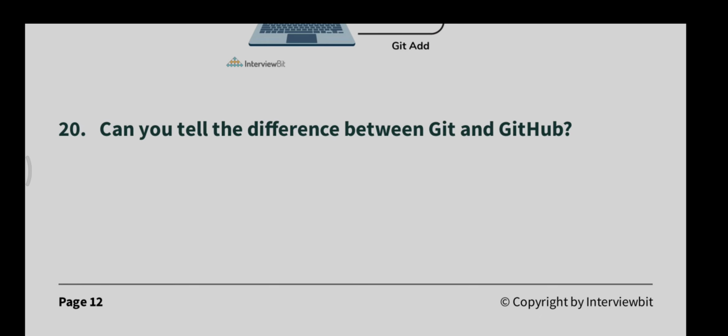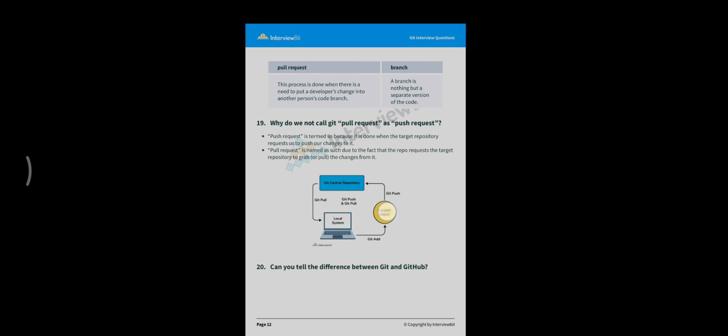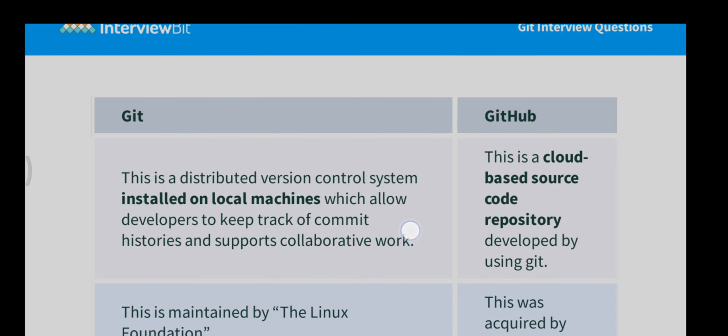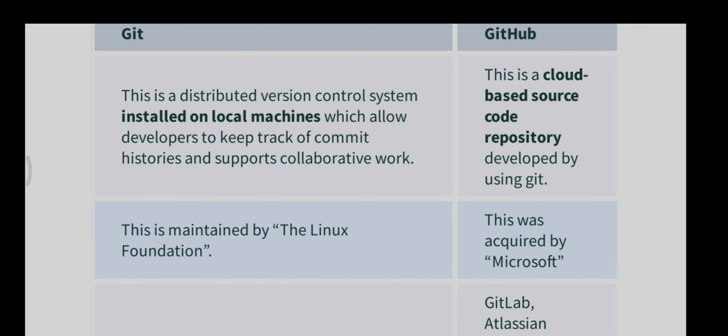Can you tell the difference between Git and GitHub? Git is a distributed version control system installed on a local machine which allows developers to keep track of commit histories and supports collaborative work. GitHub is a cloud-based source code repository developed by using Git. Git is maintained by the Linux Foundation. GitHub was acquired by Microsoft.